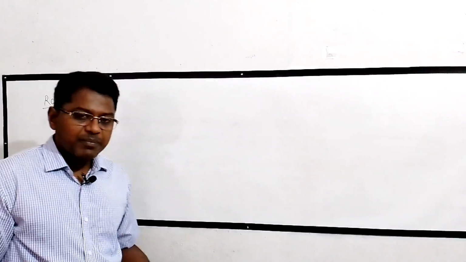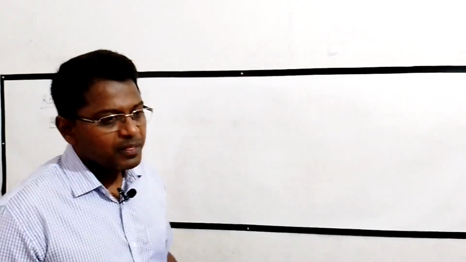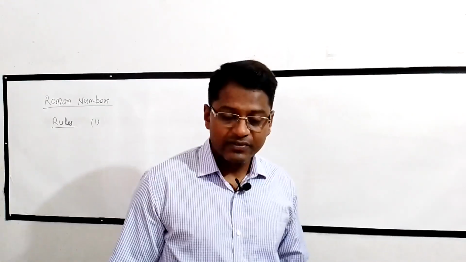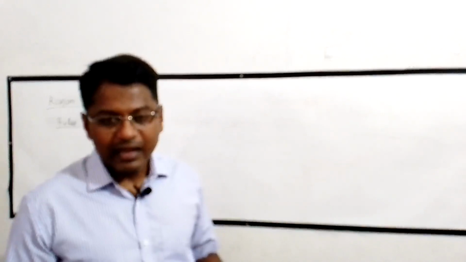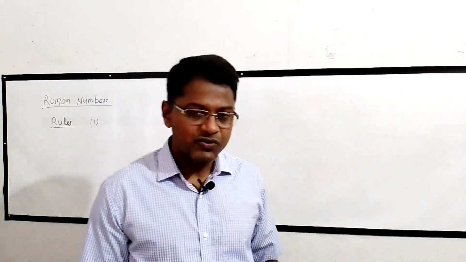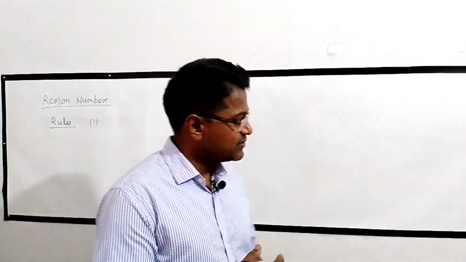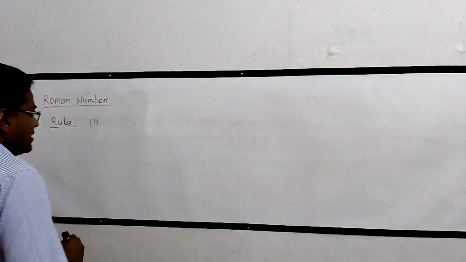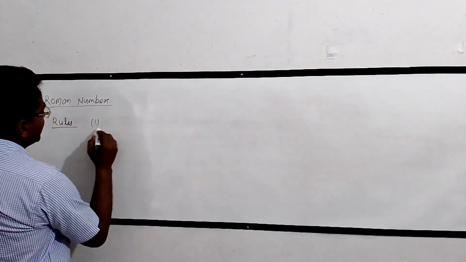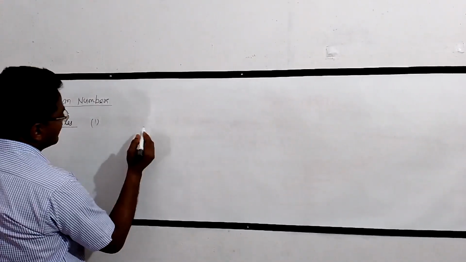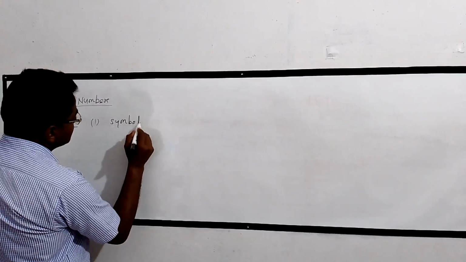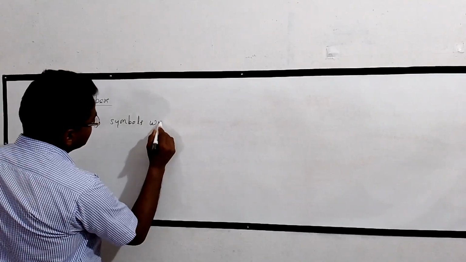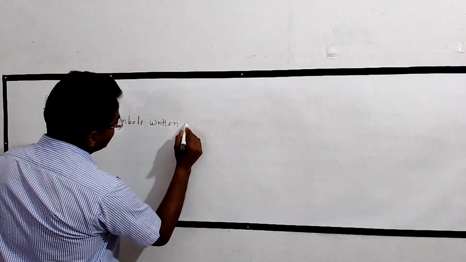Some symbols are repeated and some symbols are not repeated. So we should know which one is repeated and which one is not repeated. Some symbols are added together and some symbols are subtracted. So we should know which one is added and which one is subtracted. Symbols written more than one time.